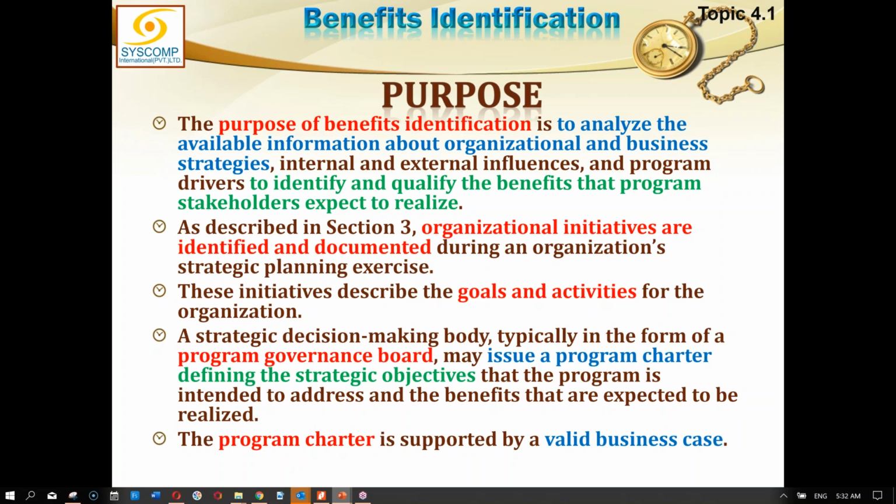So the signing authority can be either the head of the governance board, or all of the governance board, or the program sponsor, because the program sponsor is part of this team. So the program charter, as we discussed earlier, is supported by a valid business case. So if there is no business case, there is no charter. This we must be sure about.